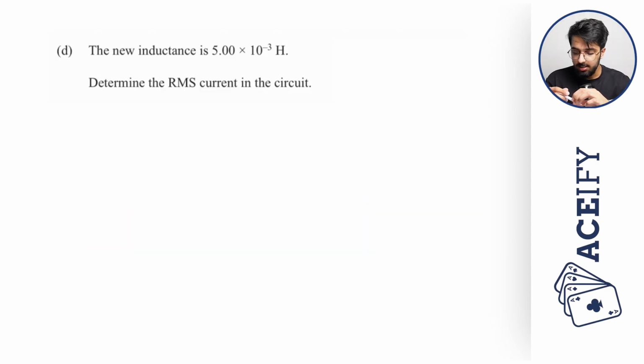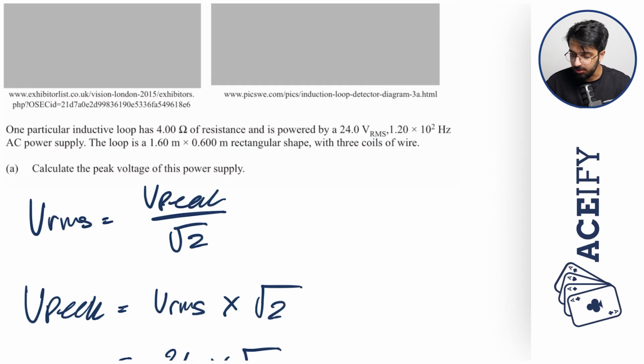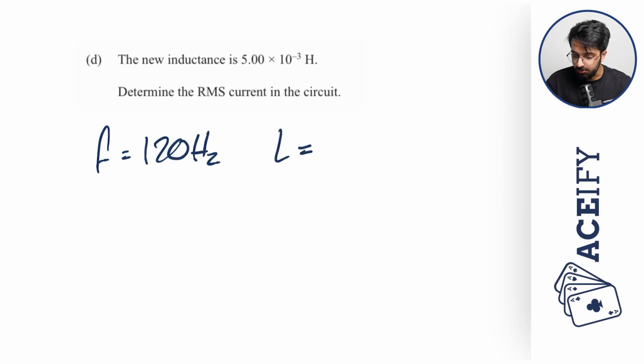The new inductance is 5 times 10 to the negative 3 henries. Determine the RMS current in the circuit. Alright, so the frequency is given all the way up here. Okay, so that's 120 hertz. Our frequency is equal to 120 hertz. Our new inductance is equal to 5 times 10 to the negative 3 henries.